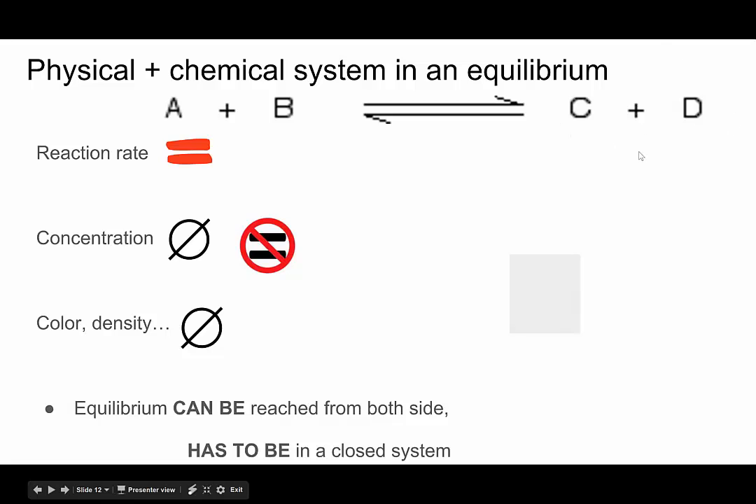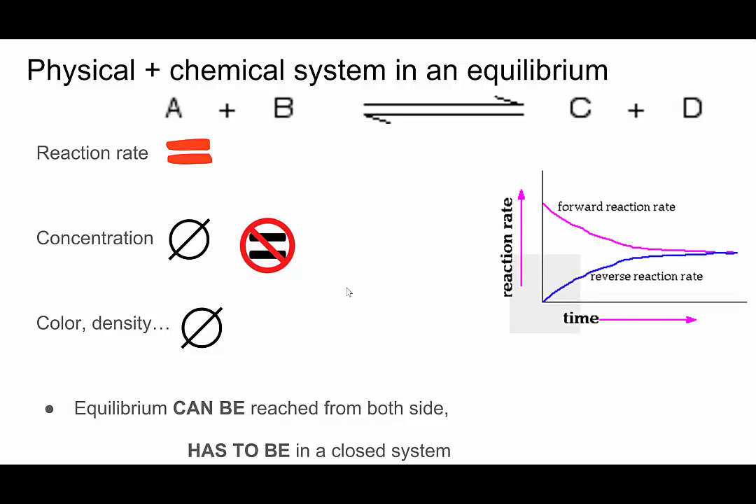But as long as your concentration hasn't been changing, that means they have reached an equilibrium as well. The color, density and all the other physical properties of your equilibrium system will be kept constant during an equilibrium. So once again, the forward reaction rate and backward reaction rate in the end, at the equilibrium point, which is right over here, will be the same.